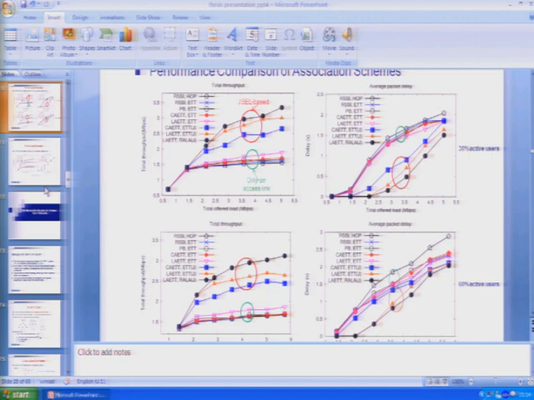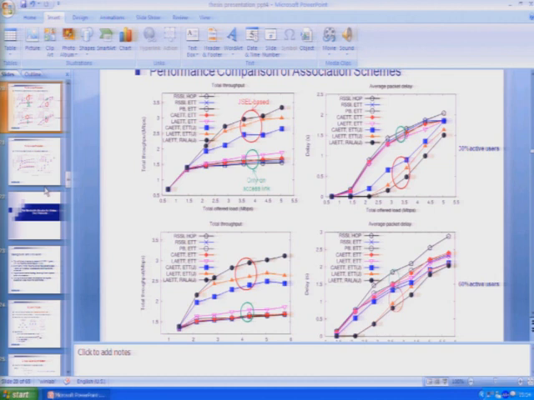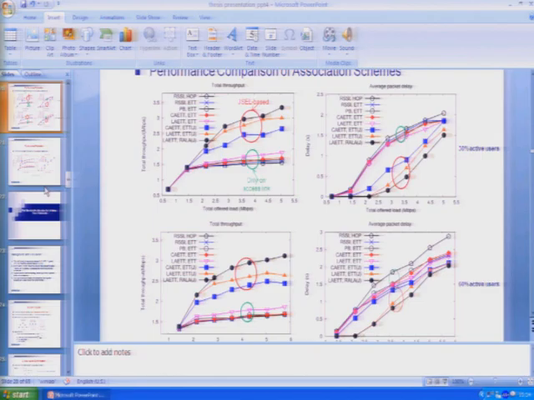ETT, some people know, but what is RALA? The ETT is a recently proposed routing metric, which is based on the estimation of the time needed for a link to successfully transmit a packet to its receiver.